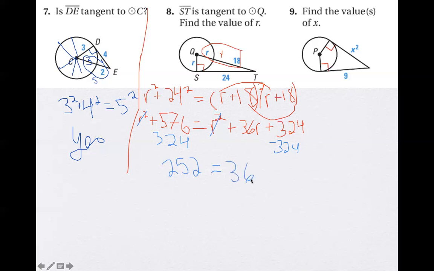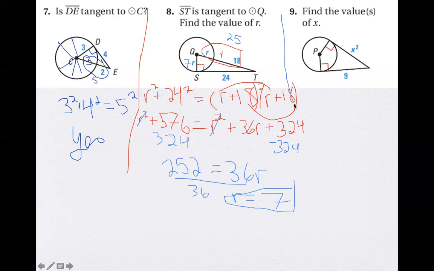Okay, so then I'm going to divide by 36, and that'll give me R. 252 divided by 36 gives me 7. So R is 7. Friendly reminder to check your work. You could always plug 7 back in here. 7 plus 18 is 25. So this gives me a 7, 24, 25 right triangle. That's a famous triplet. So you could plug it back in and do Pythagorean theorem, or recognize that it's a triplet and feel good about your answer.